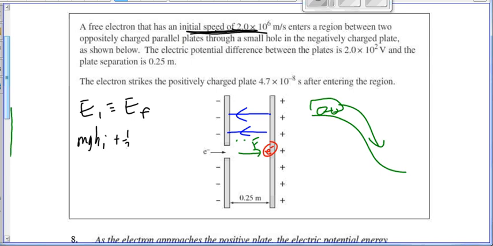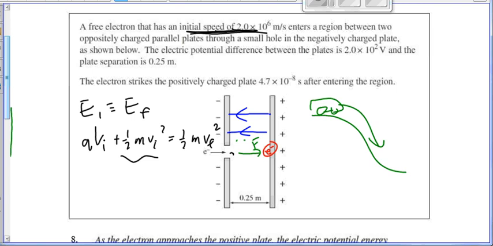But it's not gravitational potential, is it? It's electric potential. We're not going to get rid of that kinetic, though, because it's moving when it enters this gap. Sometimes it's at rest, and this is 0. Sometimes it's moving, and it's not 0. And we're solving for VF there.